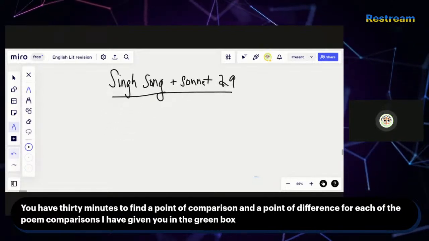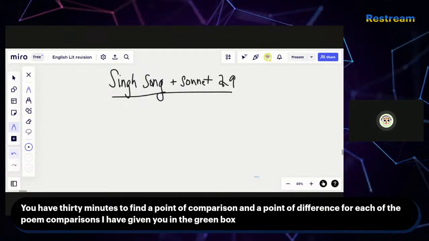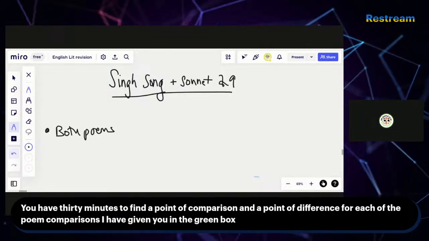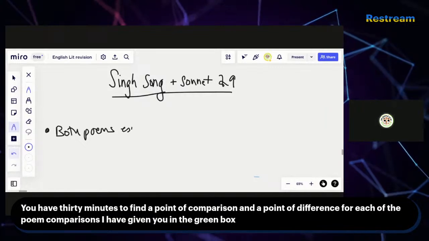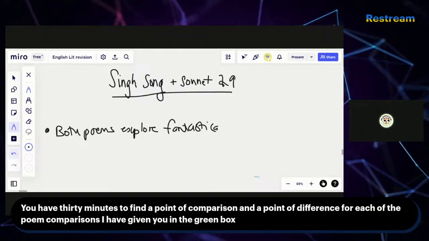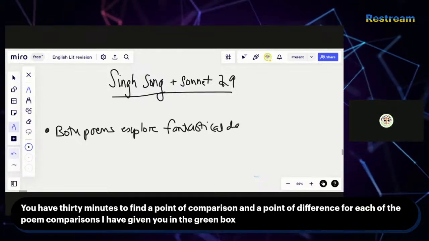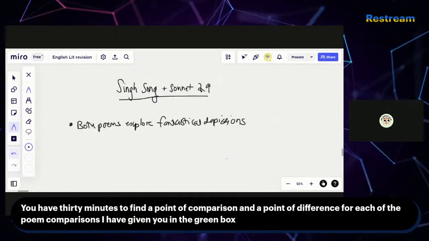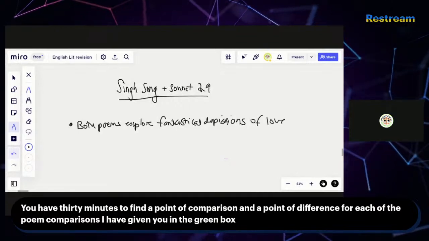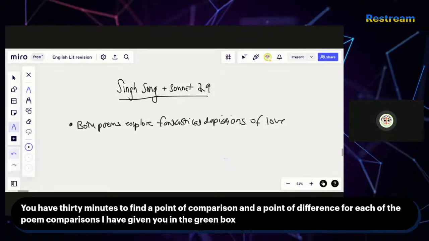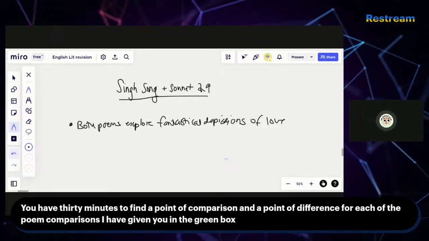So in terms of Sing Song and Sonnet 29, both poems explore fantastical depictions of love. Both poems implore and inquire after fantastical depictions of love.